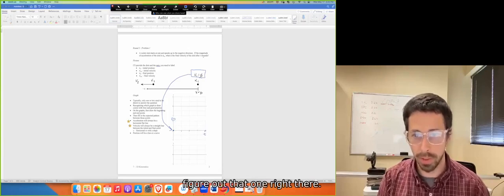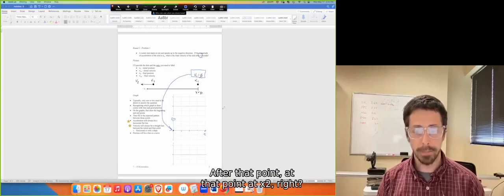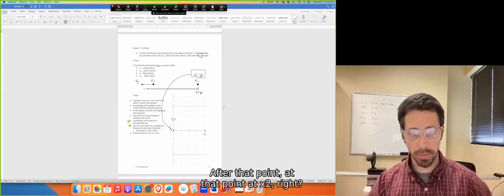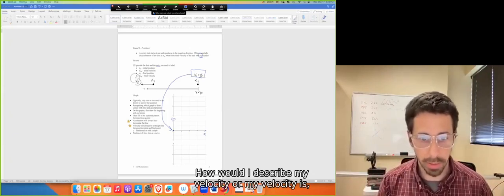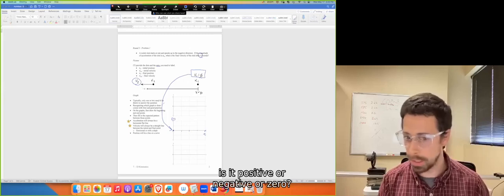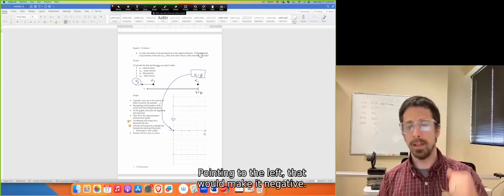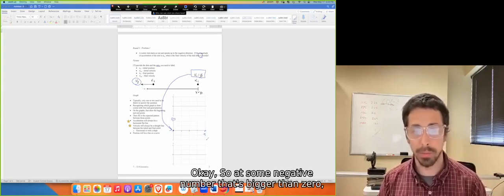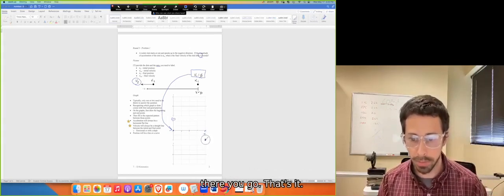Whatever time I'm trying to figure out. That one right there. Okay. After that point, at x2, how would I describe my velocity? Well, is my velocity positive or negative or 0? It's pointing to the left, that would make it negative. Okay, so it's some negative number that's bigger than 0. There you go. That's it.